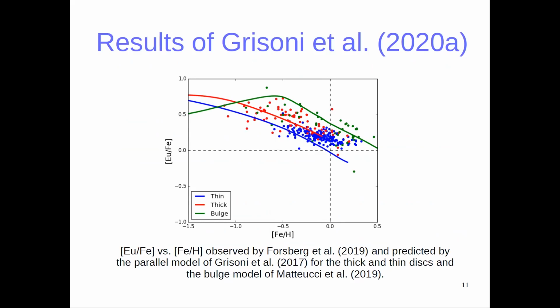In the case of europium, which is a typical r-process element, we have something quite similar to the alpha elements. And so there are three sequences, corresponding to the thick disk, the thin disk, and, in this case, I also plotted the bulge, for which we assume an even faster formation, a shorter timescale than the disk.